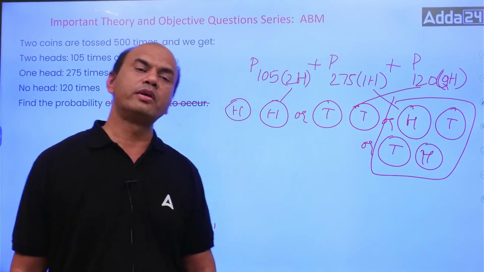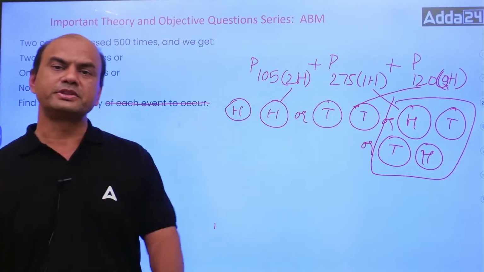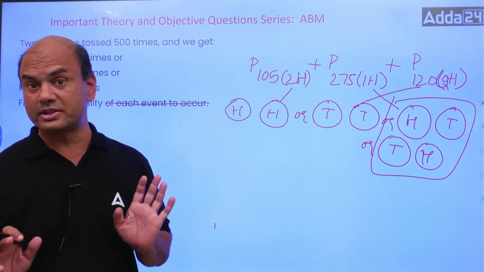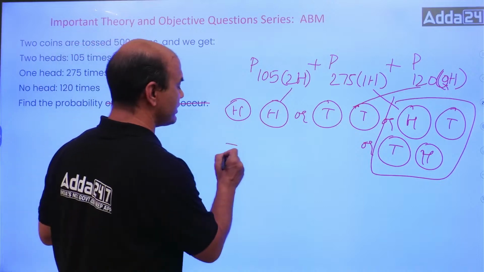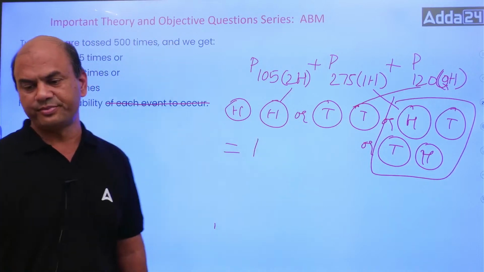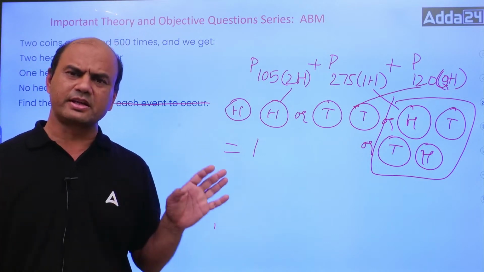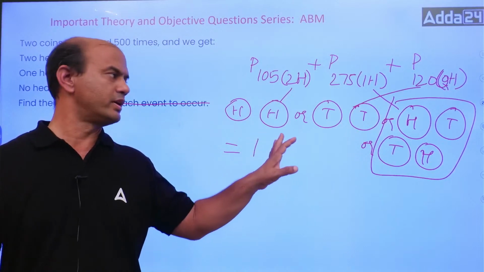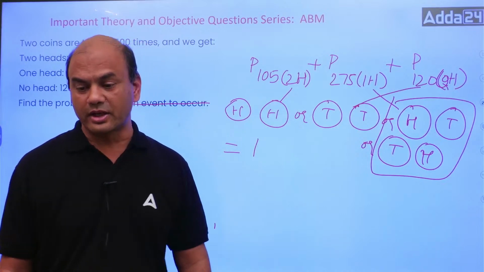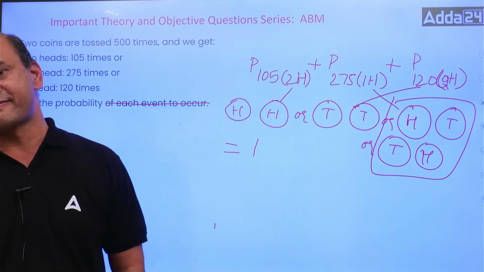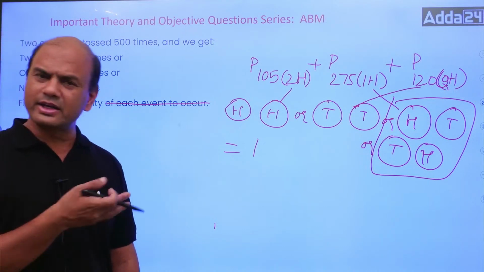Kindly note, when you have all the possibilities, the total of all these possibilities will always be equal to 1. Always. Whenever you have all the possible possibilities over here, the total of these will always be equal to 1. So the answer for this will be 1. If you want to check, not an issue. We can definitely check this.